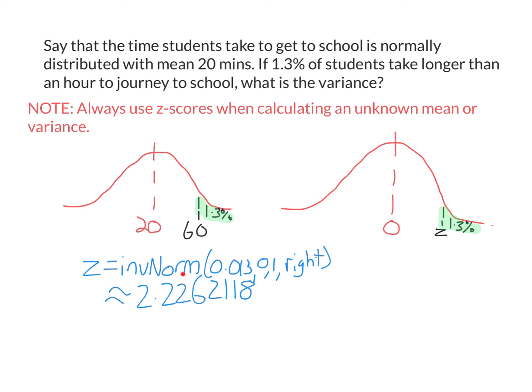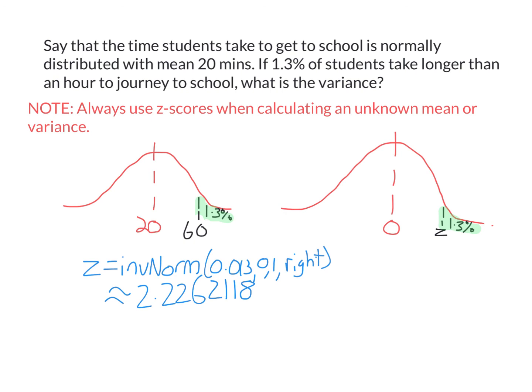So we use inverse normal. This is the probability, 1.3%, mean and standard deviation of a standard normal distribution. In this question, we use right because we're told 1.3% of scores are above, or in other words, the area to the right of this value is 0.013. The answer our calculator gives us is 2.226, and so on. What that means is, in any normal distribution, the point at which there are 1.3% of scores above is 2.226 standard deviations above the mean. This score 60 must be 2.226 standard deviations above the mean.